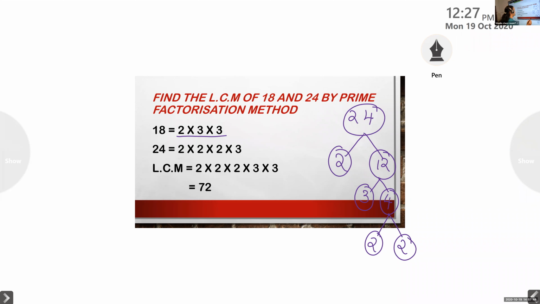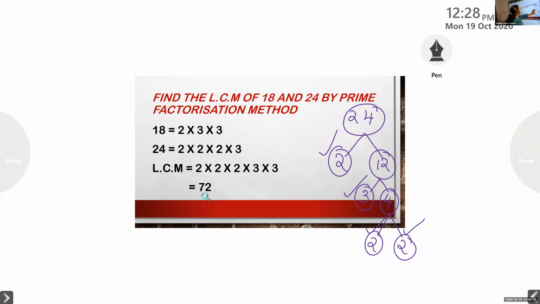So children, how can we write 24? We can take 2 multiplied by 3 multiplied by 2 and again 2. So this we can write as 2 into 2 into 2 into 3. When you multiply, you should get 24. So what is 2 into 2? 4. 4 into 2? 8. 8 into 3 is 24. So we have written 24 and 18 as the product of prime numbers. Now, how can we find out the LCM?